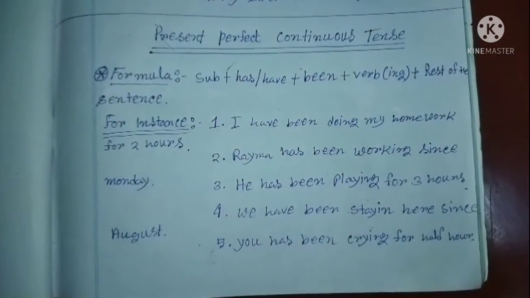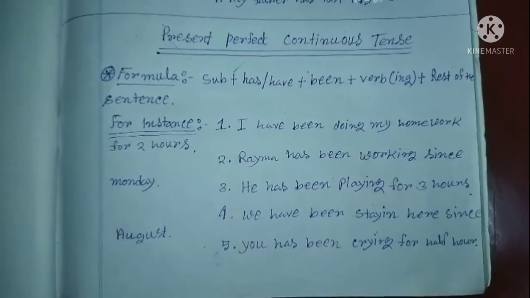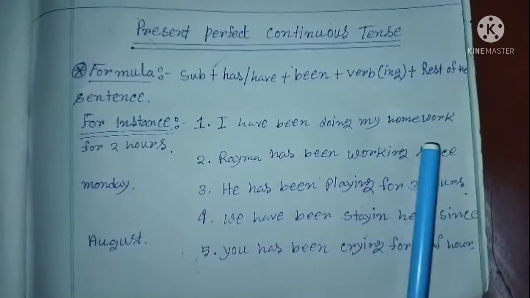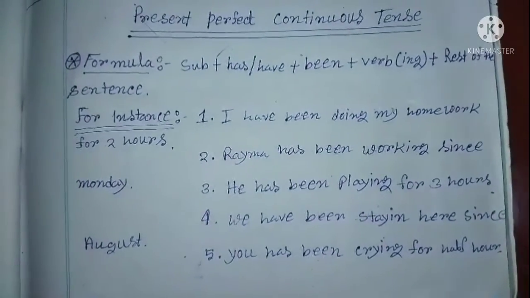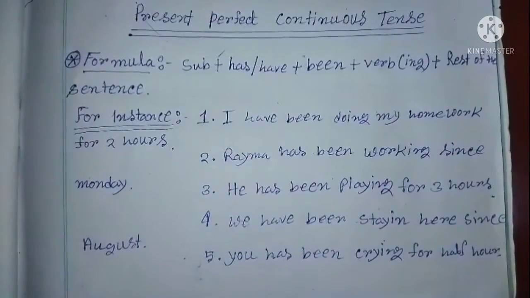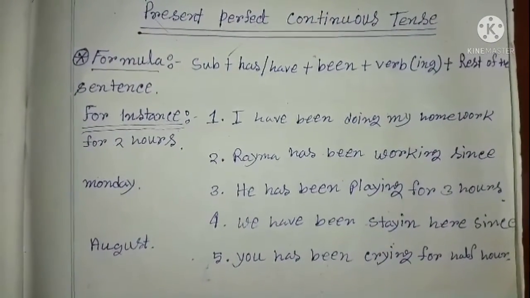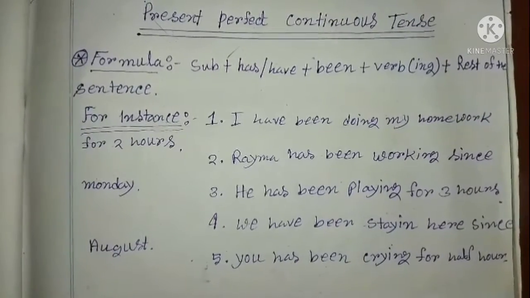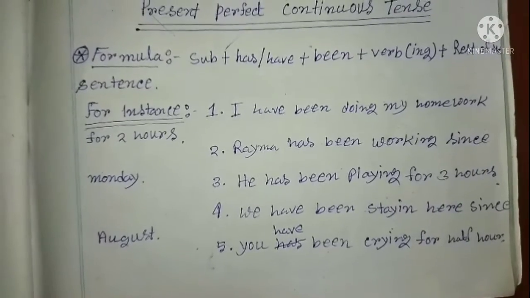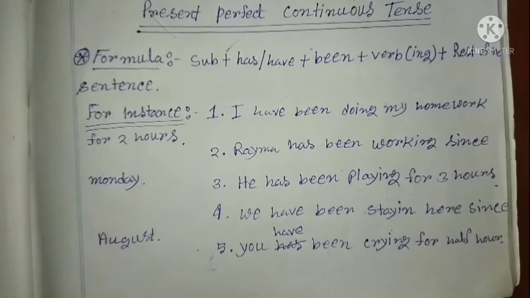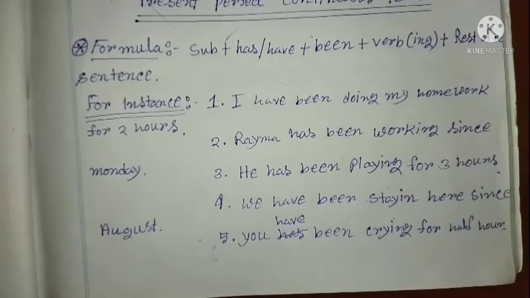I'm optimistic that everyone will understand this. Let's go to the examples. Number 1. I have been doing my homework for 2 hours. And here is an essential thing, you need to understand that where the time indicates numbers, we should use for. When there isn't any number mentioned, we use since. Since morning, since Saturday, since August. Hopefully you understand.